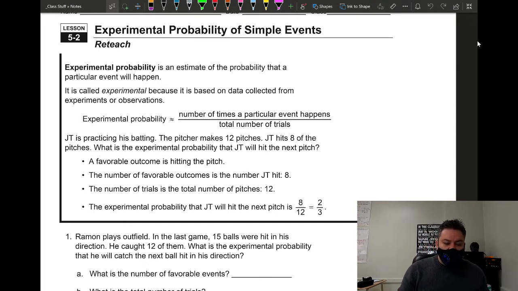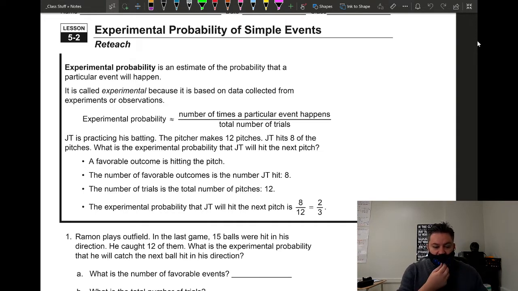So we have a formula, and just like before, it's going to be part over total. The formula is going to be the same thing. To find experimental probability, you're going to divide the number of times a particular event happens divided by the total number of trials. What does that mean? So if we're flipping a coin and you're looking for tails, you're going to mark that, write down how many times, and you're going to do it 100 times, for example. You're going to mark down how many times you actually got tails out of the 100.